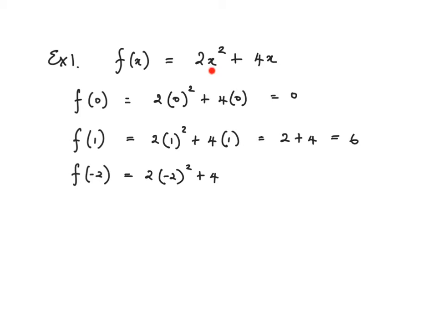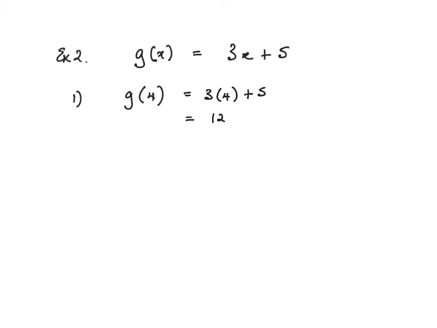Now we're replacing x with the value minus 2. Now, minus 2 squared is 4. 4 times 2 is 8. 4 times minus 2 is minus 8. So lo and behold, I've got 8 plus minus 8, which simplifies to 8 minus 8. And that gives us 0.